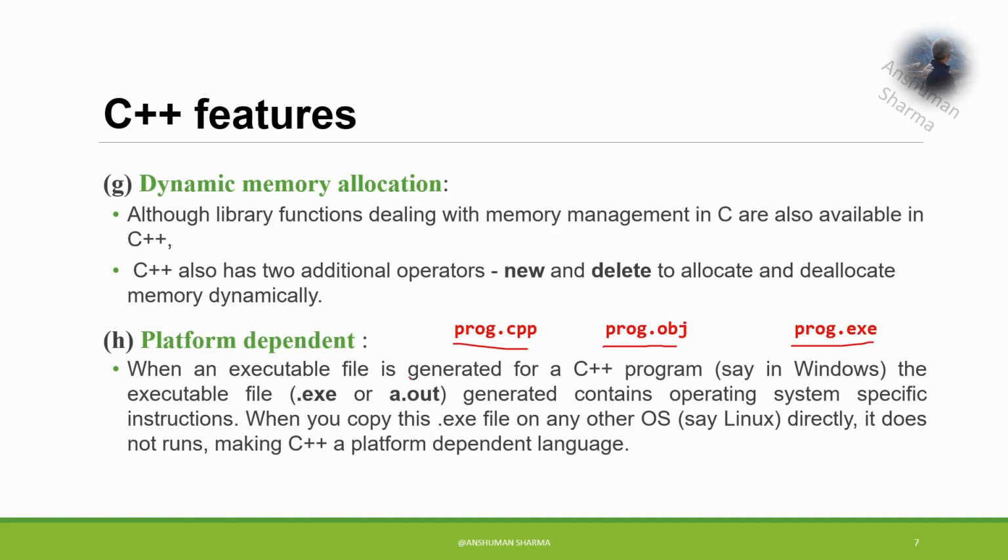Similarly, if you're working with MinGW or any other compiler, you remember that an a.out file is generated. If you're working with Linux, it is an executable file. So these can be the formats or extensions of those files. When these files are generated, they do not run when you copy them onto any other operating system. It does not run directly. So you have to compile that code on that particular operating system and only then run it, making C++ a platform dependent language.